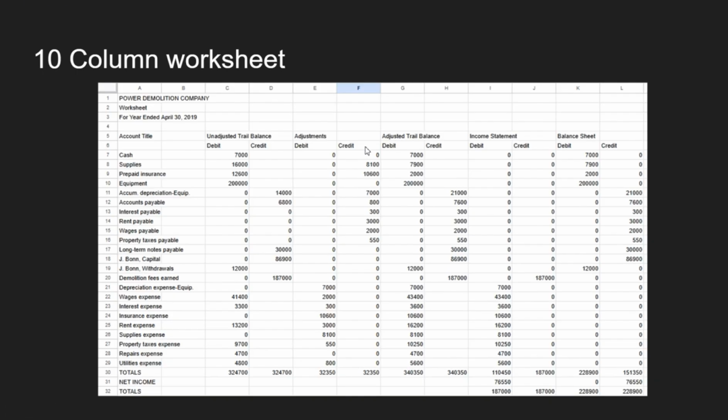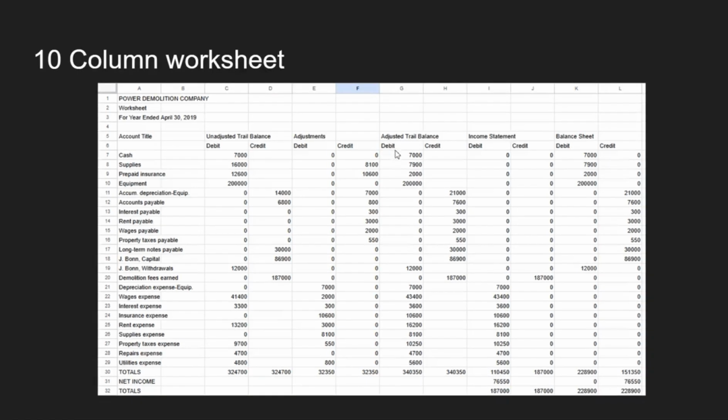When you add up all the credits and all the debits in the adjustments column, they will add to the same, showing that both columns are balanced. We move on to the adjusted trial balance, which is much like the unadjusted trial balance but with the adjustments integrated.